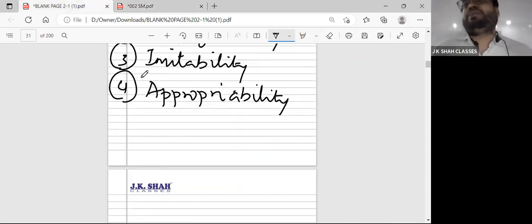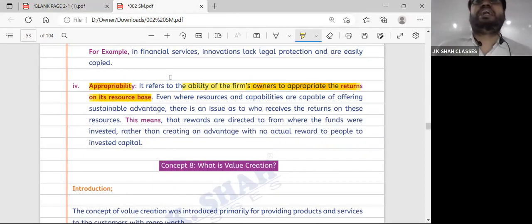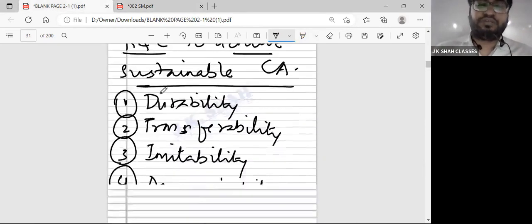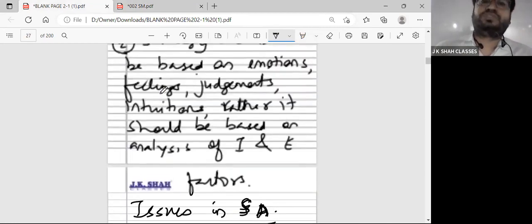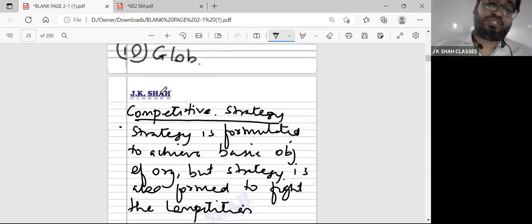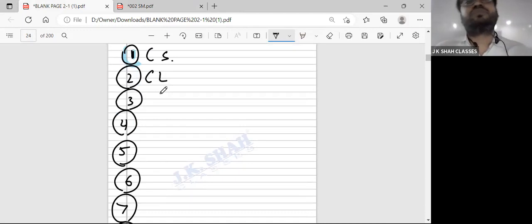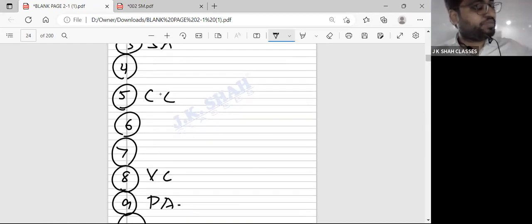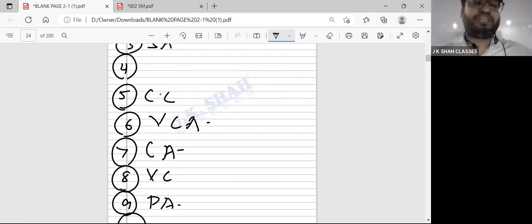So we have completed concept number 5 and 7. Let's write this first in our summary sheet. Oh, we did not write this. Okay, this is strategic analysis. This is core competence. Now we will do value chain analysis.